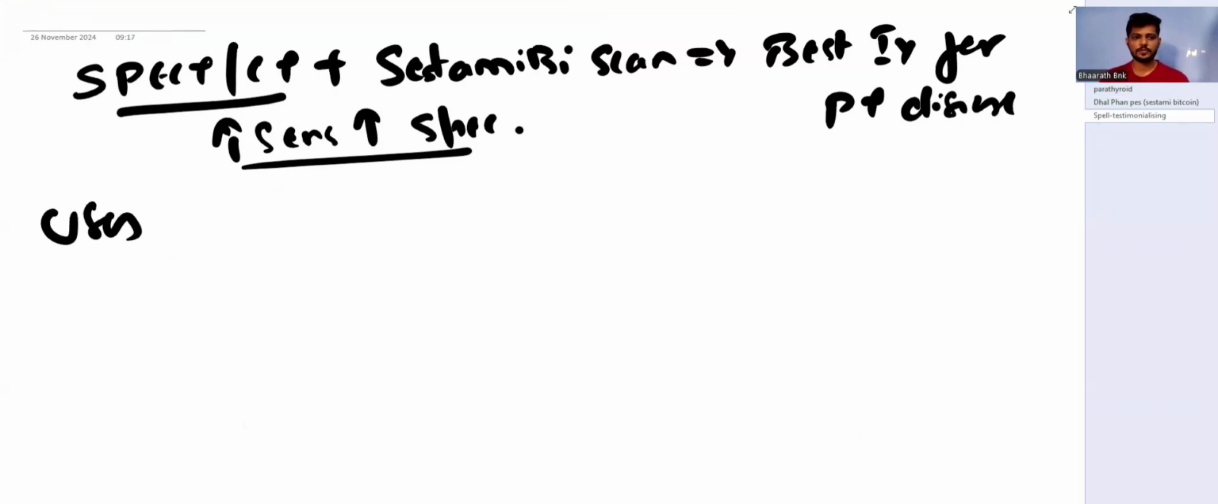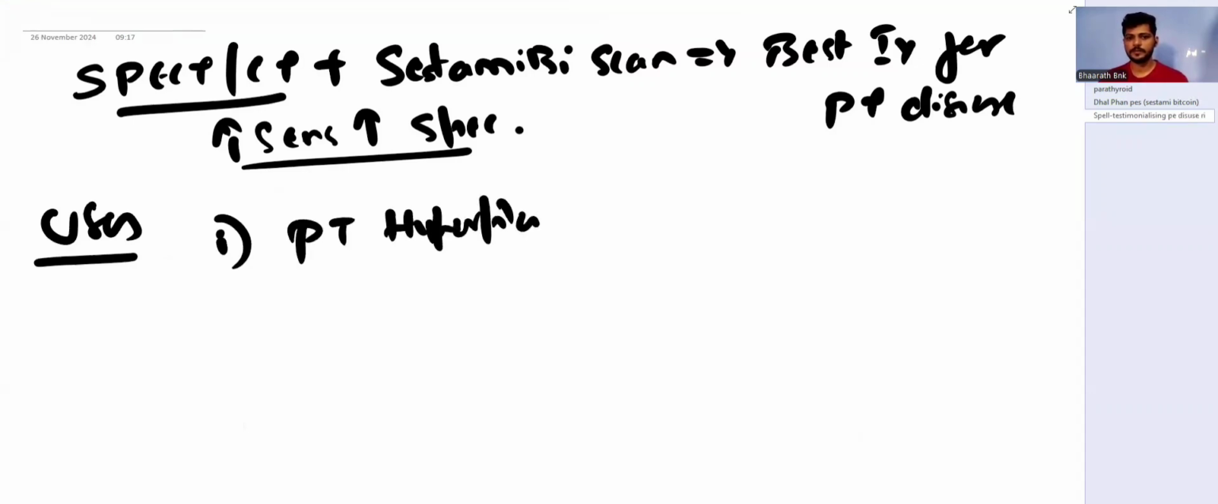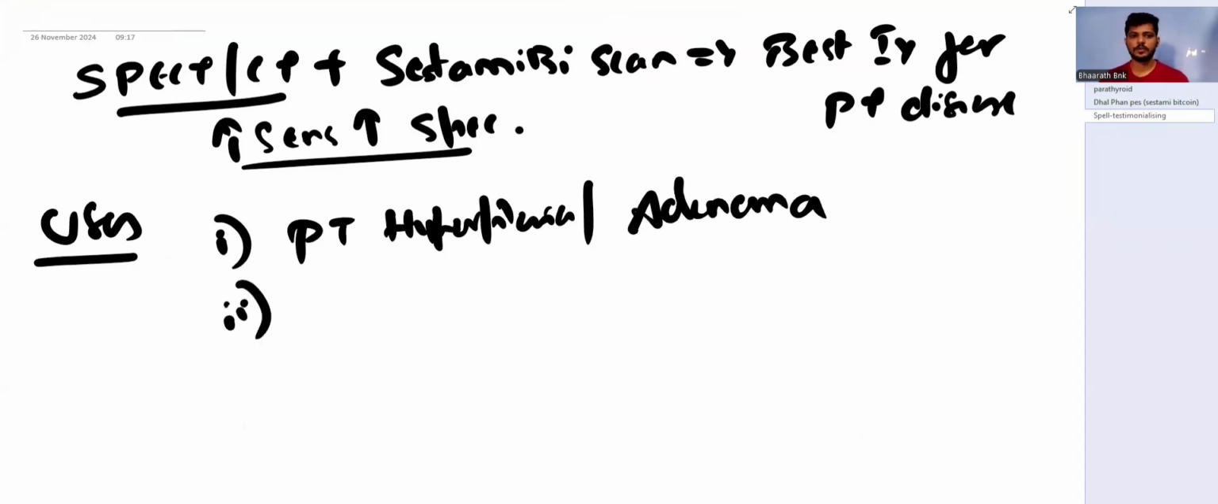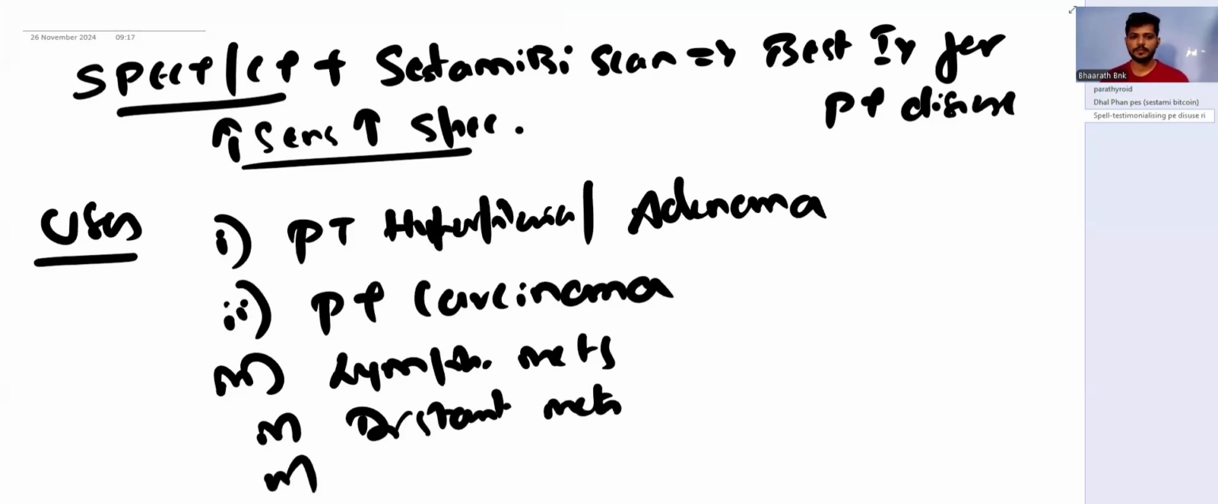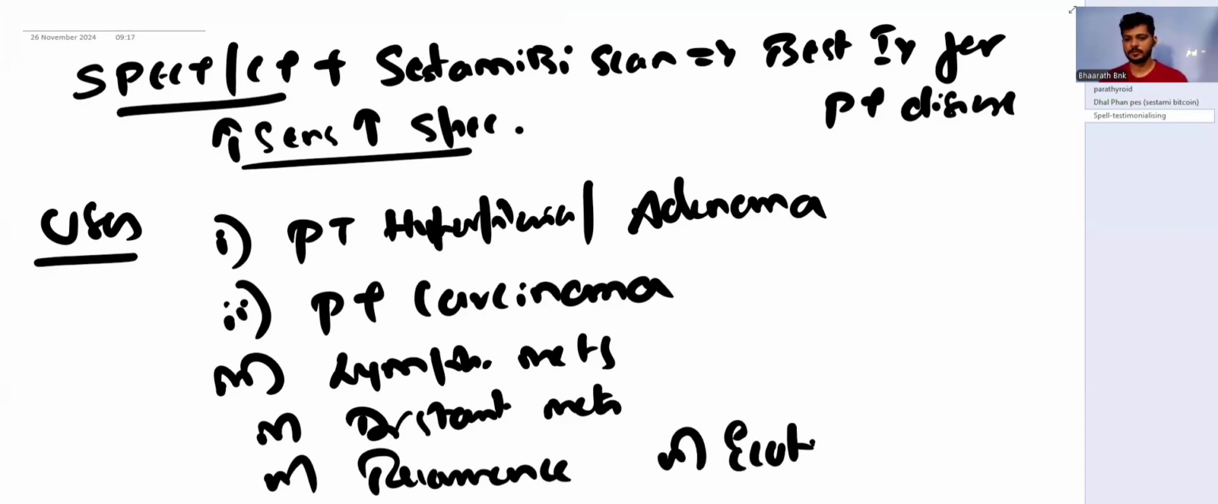Now, what are the uses of this? First, it will help us to look for parathyroid hyperplasia or a parathyroid adenoma. Also for a parathyroid carcinoma, although it cannot differentiate between adenoma and carcinoma, it helps us to tell about lymphatic mets, also about distant mets and recurrence of the disease. Also, if there is any ectopic parathyroid. So this is all about radionuclide imaging in parathyroid.